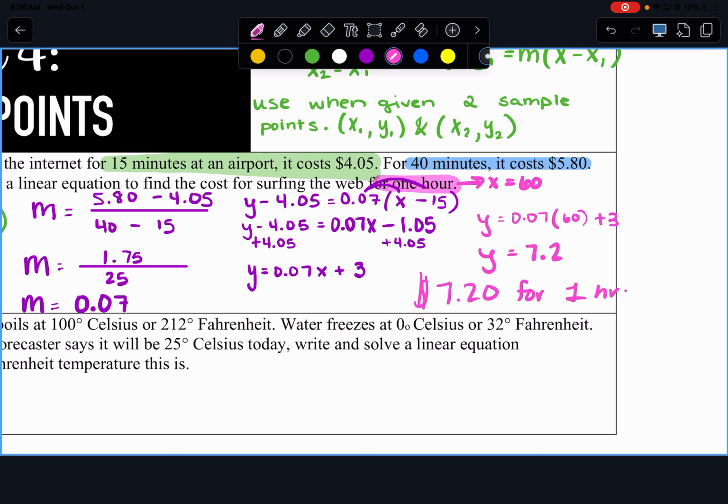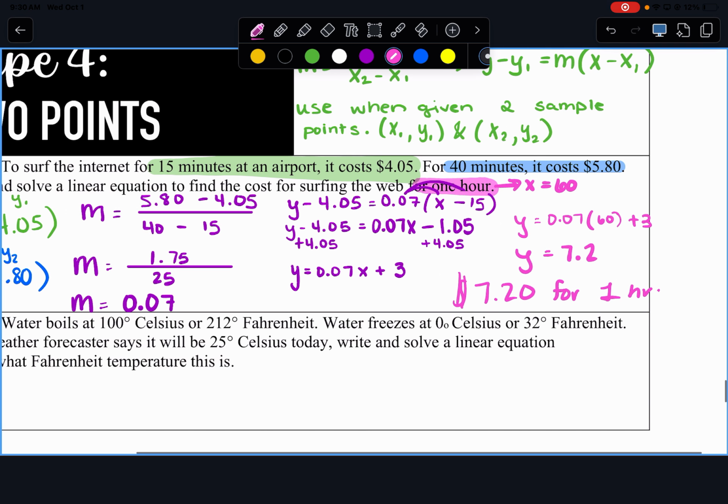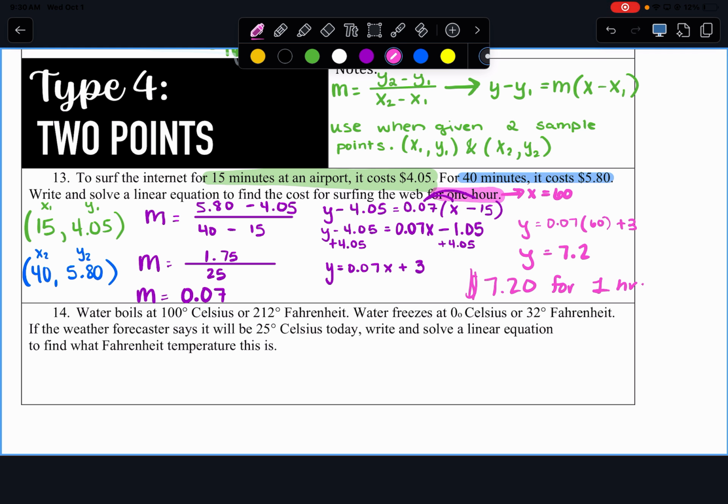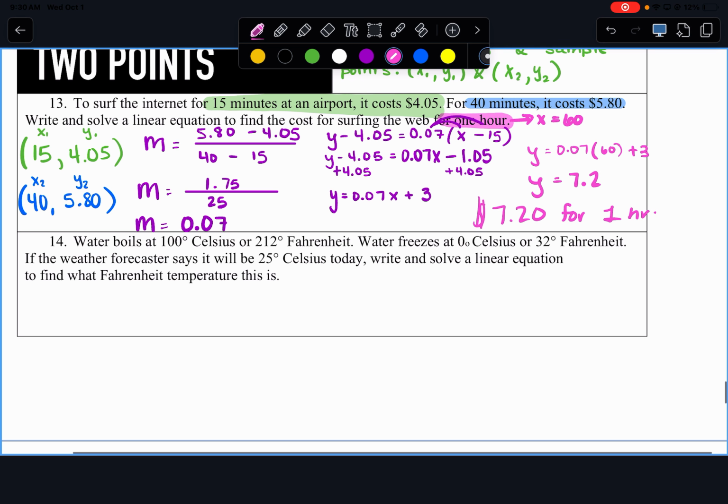Yep. All right. Now, I want us to go ahead and look at 14. For question 14, it tells us water boils at 100 degrees Celsius or 212 degrees Fahrenheit. So that gives us our first point: 100, 212. Then it says water freezes at 0 degrees Celsius or 32 degrees Fahrenheit. So that's our second point. It's going to be 0, 32.